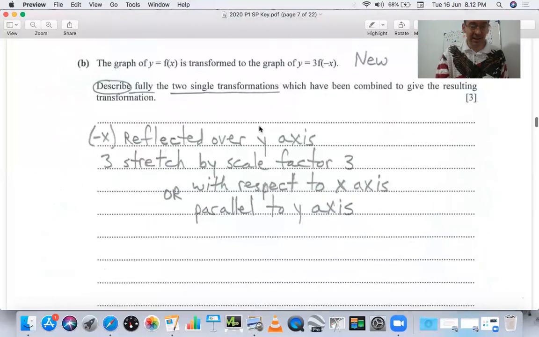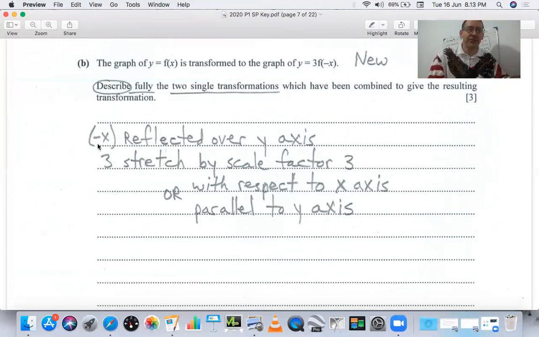Here's another one. Again, y equals f of x is just any particular function. And so this would be y1 and x1. Now y2 becomes 3 times the original y. So y2 becomes 3 times y1, and our x now has a negative on it. So again, this is new material. Describe fully the two single transformations which have been combined to give the resulting transformation.